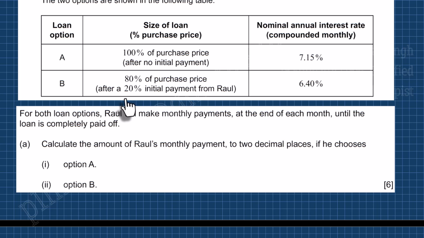I would go with option B if I have the initial amount of 20%, and then I can manage the monthly payments, or a reduced interest rate. At times people also make a 50% initial payment so that their interest rate comes down, or even their monthly payment comes down, or the tenure of the loan also comes down, right?